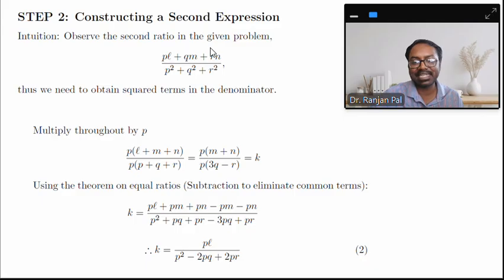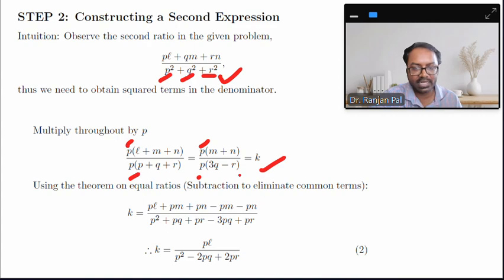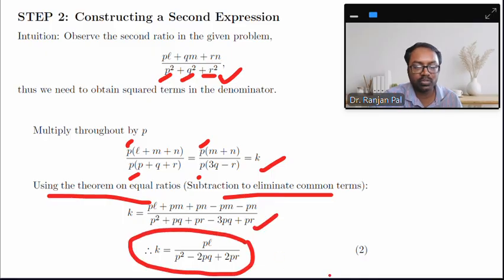Now let's move to the second step of this problem. In the second step, we are asked to prove that all those ratios are equal to this expression. So here intuitively, we can say that we need a squared term in the denominator. Thus, multiplying throughout the one equation by p on both the sides, this is what we get. And then using the theorem on equal ratios, but this time remember that we are talking about subtraction, this is what we get, and we arrive at equation number 2.